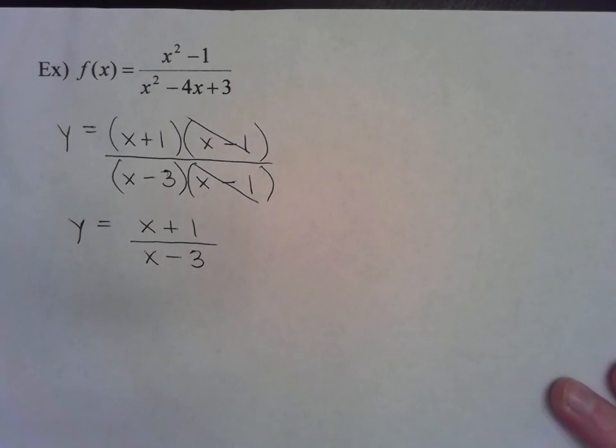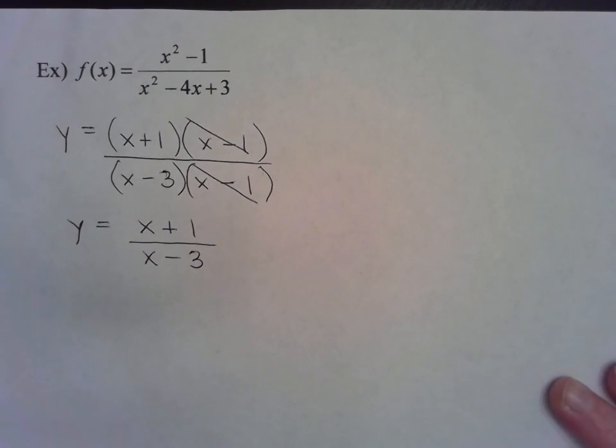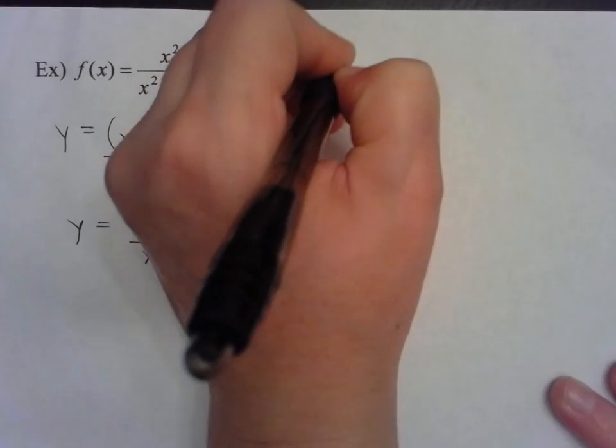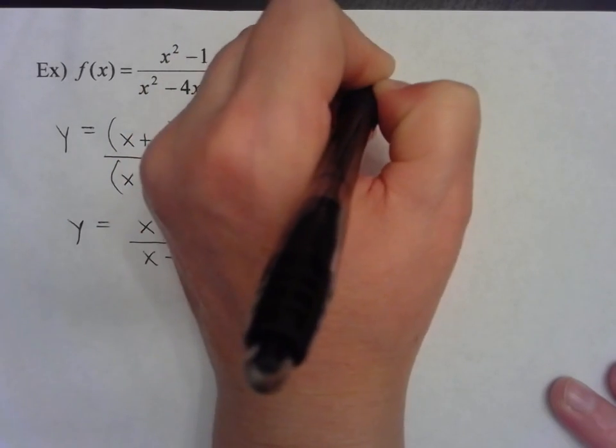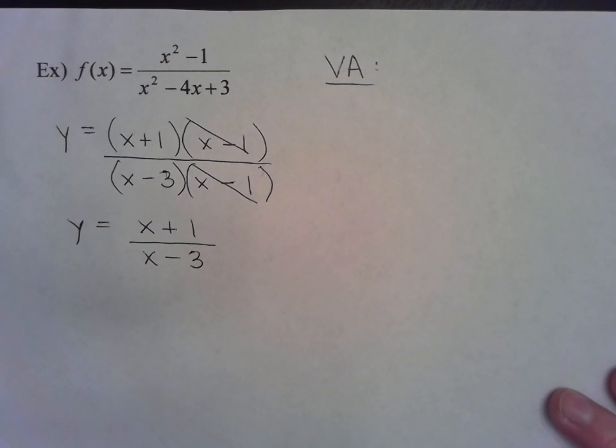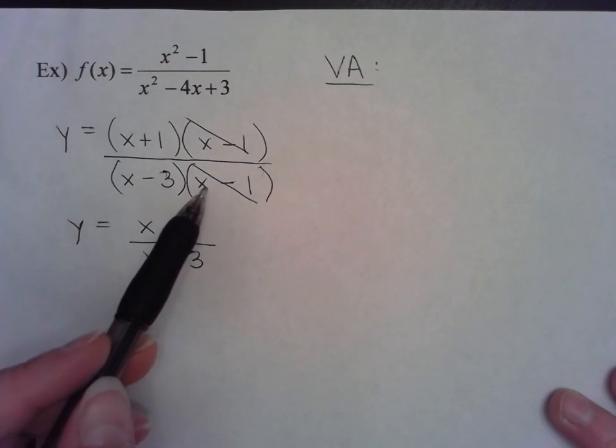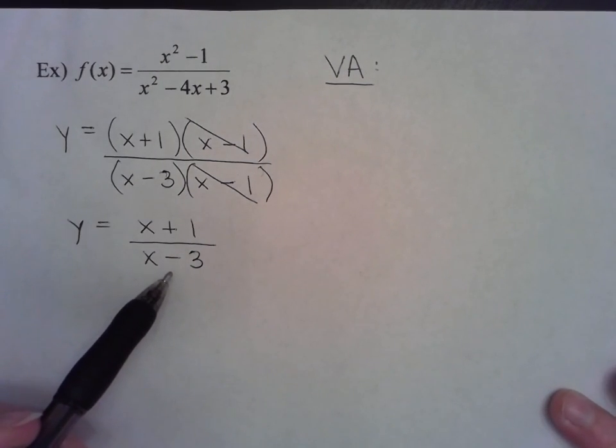Okay, now I can spend some time looking for my asymptotes and my hole. So for the vertical asymptote, we said we're going to factor and reduce, and then set the denominator equal to 0.